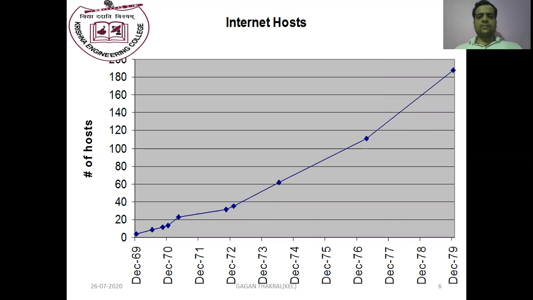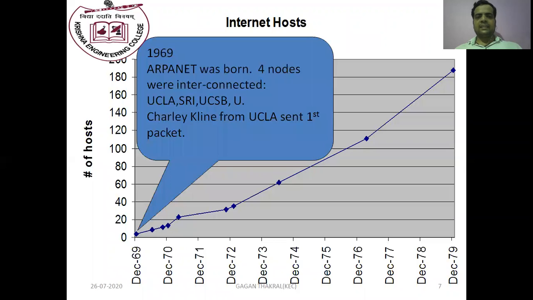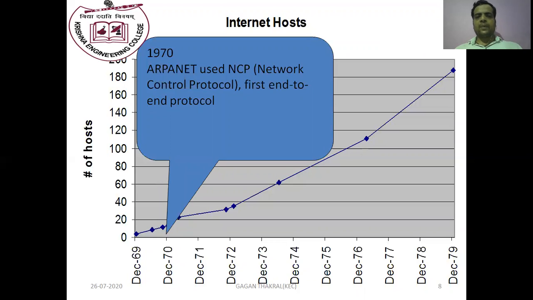Here I will describe the history of internet with the help of this graph. In this graph, the x-axis represents the years and the y-axis represents the number of hosts connected. In 1969, ARPANET was born. 4 nodes were interconnected, and the names of these nodes are UCLA, SRI, UCSB, and Utah. UCLA sent the first packet in 1969. In 1970, ARPANET used NCP, Network Control Protocol, the first end-to-end protocol for data transmission.